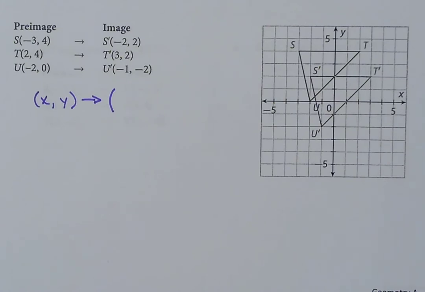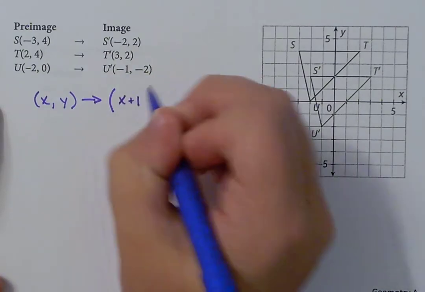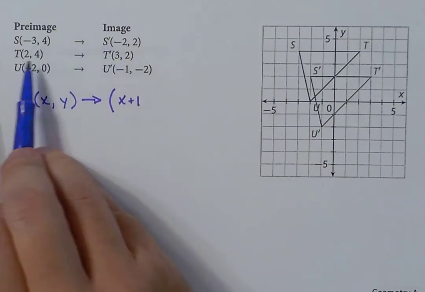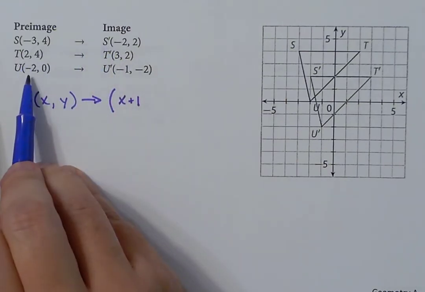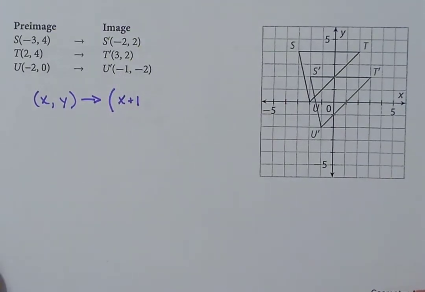So if you think about what you can do to get those points from the pre-image to the image, in this case, all I need to do is actually add 1 to the x values. So if I do x plus 1, -3 plus 1 is -2. 2 plus 1 is 3, and -2 plus 1 is -1. So x plus 1 is going to be my first step.